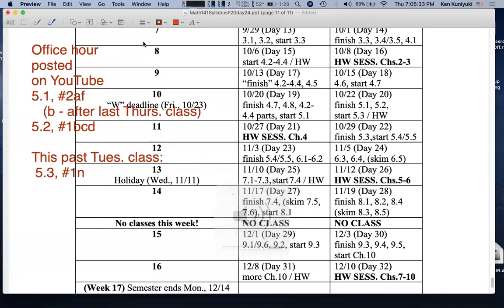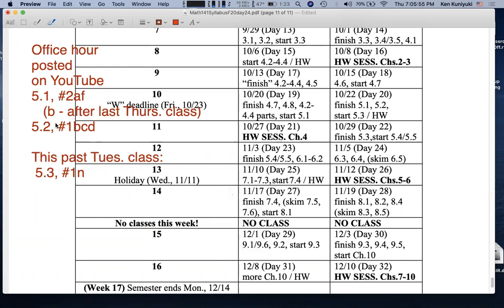Okay, so here's where we are. Now, notice here, I make comments about the homework problems I believe I have in the videos I have posted on YouTube already. I have a video, for example, from a Monday office hour, which a student allowed me to record. And also, I worked out these problems, this one after class Tuesday.